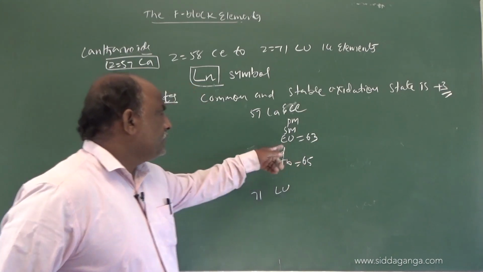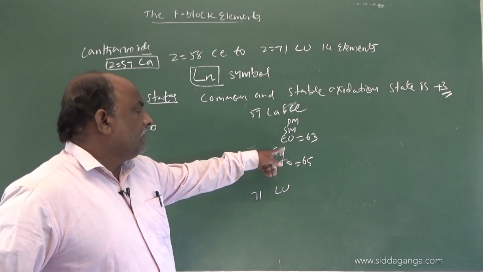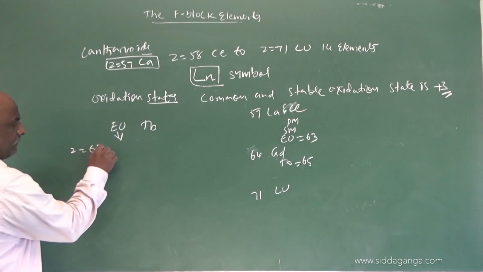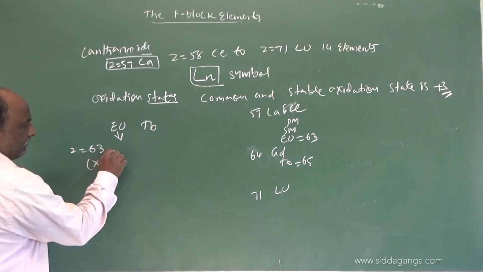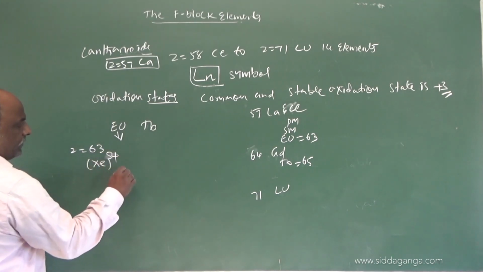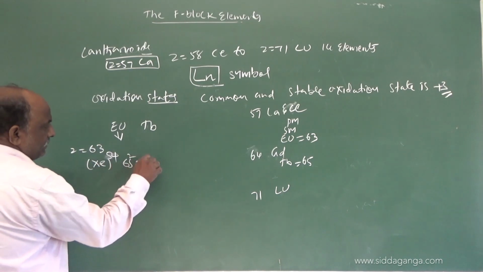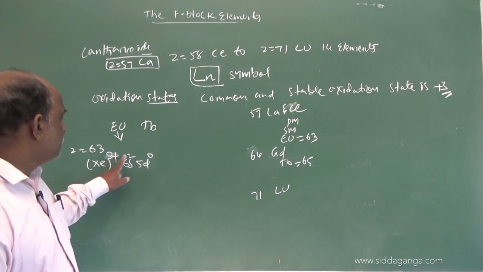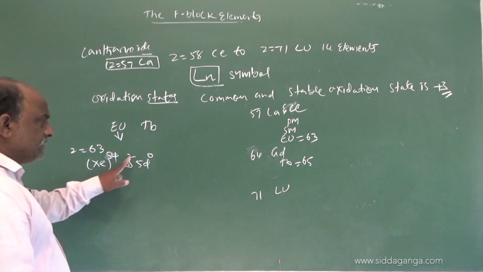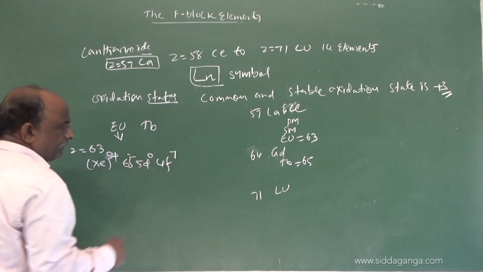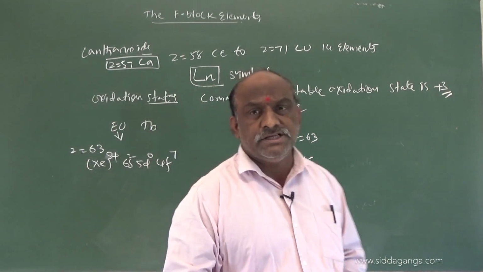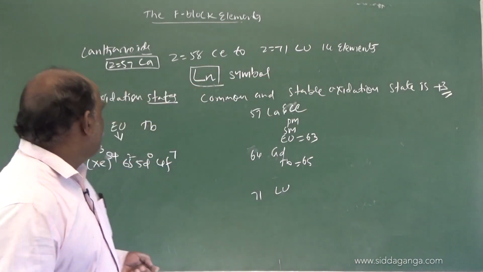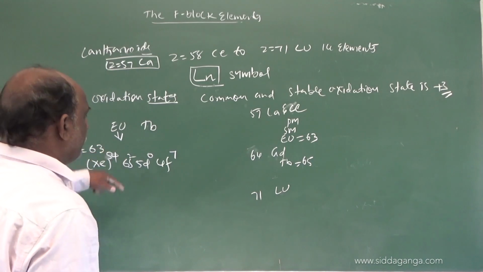So what will be the configuration of europium? Europium atomic number Z equals 63, we should write Xenon 54, 6s2, 5d0, there are no d electrons in this one. 54 plus 2 is 56, 56 plus 4f7, 56 plus 7 is 63. So that is europium. Next terbium, europium and terbium Tb 4 plus.